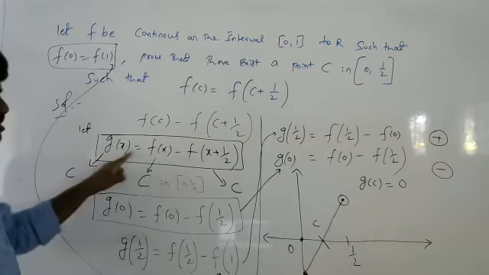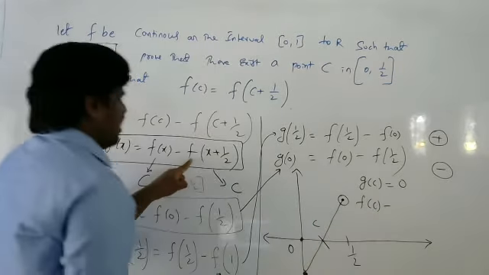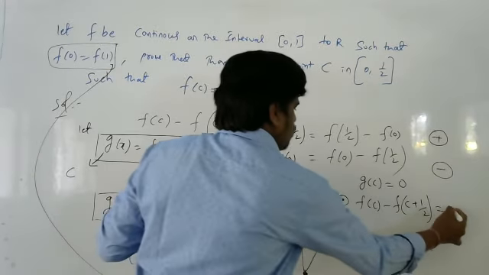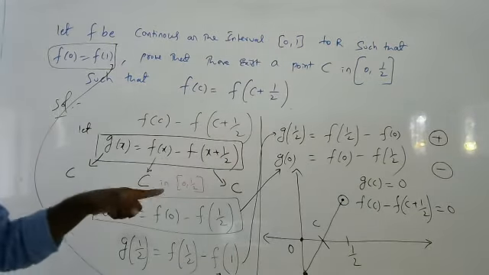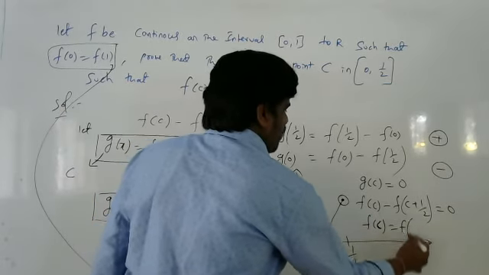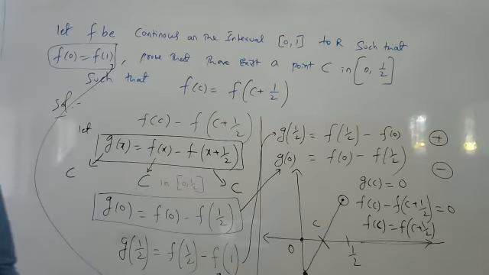Here, g of c means what? f of c minus f of c plus half is equal to 0. From this, I can write f of c is equal to f of c plus half. Hence proved. Do you understand?